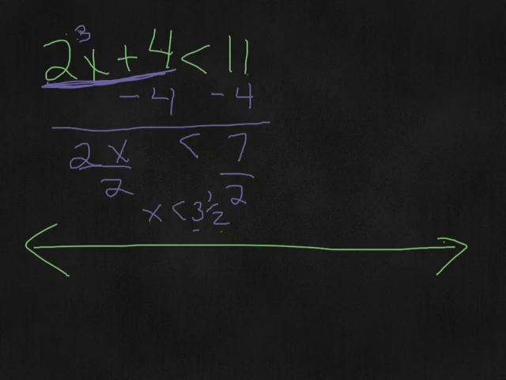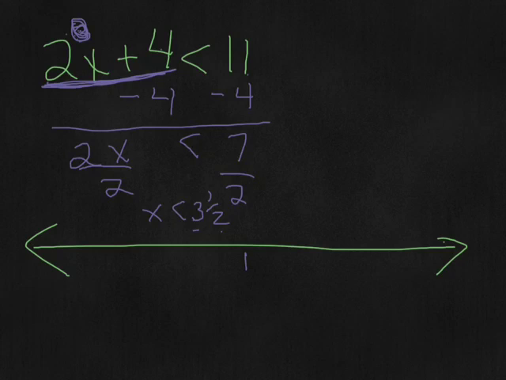Let's do another nice easy one, 0, because 0 is less than 3.5. So let's say we substitute a 0 in here. 2 times 0 is 0, and 0 plus 4 is 4, and 4 is less than 11. So as you can see, as long as you pick a number less than 3.5, this will create a true inequality. So the solution to this inequality is all numbers less than 3.5.